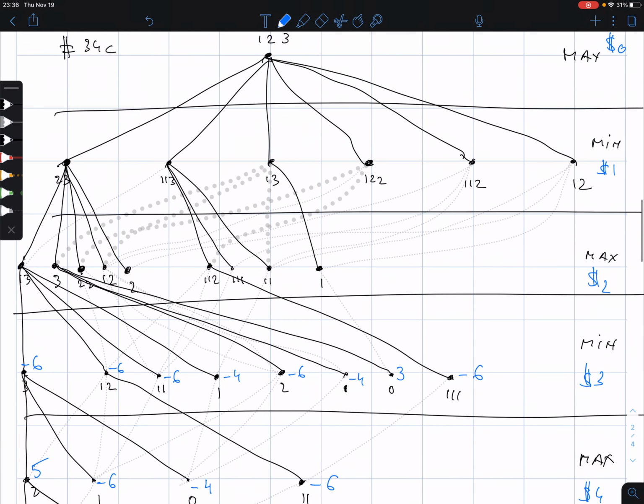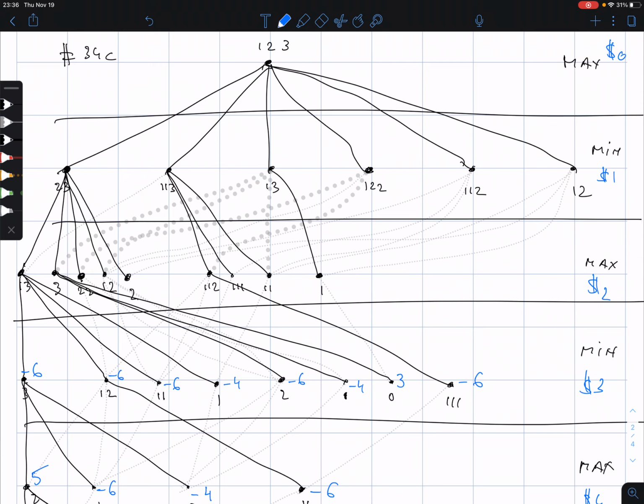Next level, 1, 3. Luckily we are now back in a max situation, so we have to take the maximum of the children of 1, 3, which are this one, this one, this one, and this one. The maximum is only negative 4, so that's not promising. What is the next node, 3 here? It has 3 children of values negative 6, negative 4, and 3. The max is therefore 3. So that's actually not a bad one. That is value 3.